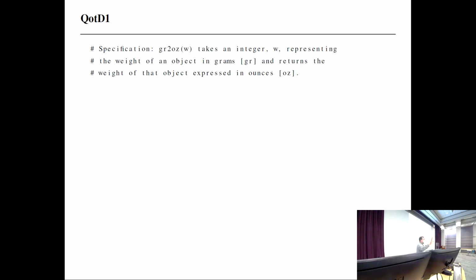Good? Question of day one. This is a specification. Your job in the question of the day and everything else, the labs and so on, is to satisfy this. This is the Bible. This is the statement of what the problem is. It takes an integer W, the value passed as a formal parameter. That integer represents the weight of an object in grams and returns the weight of that object expressed in ounces. That's all it has to do.